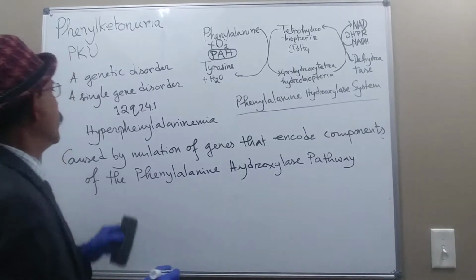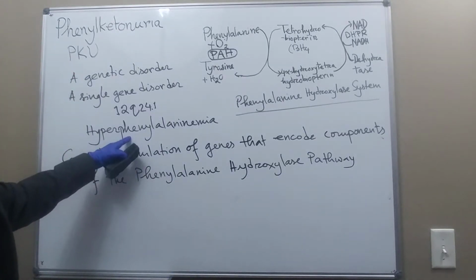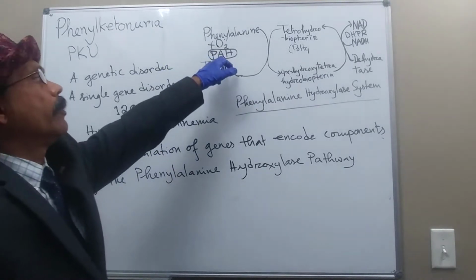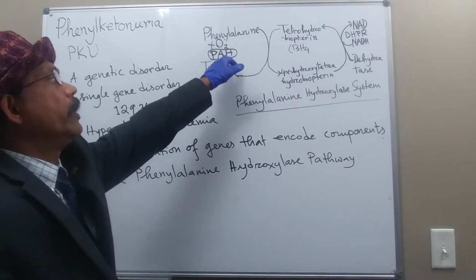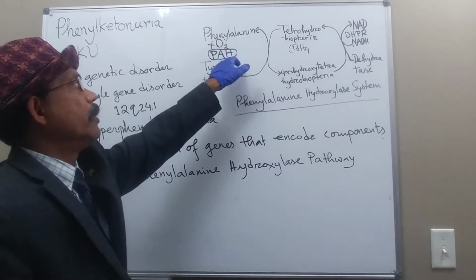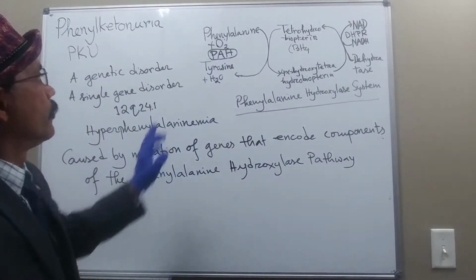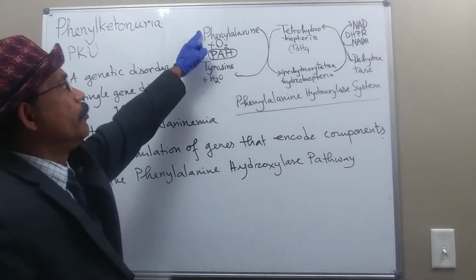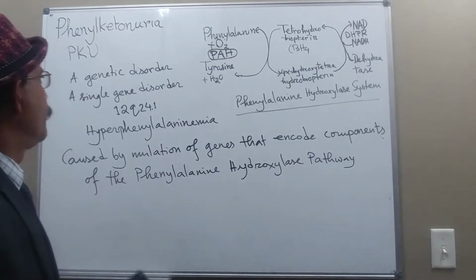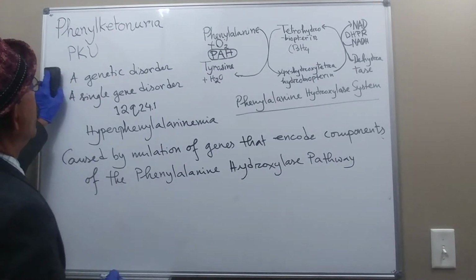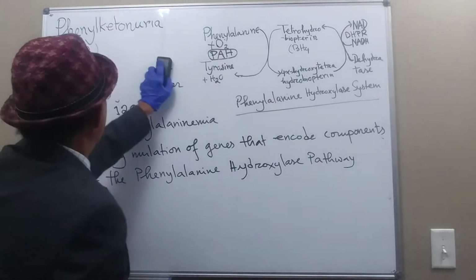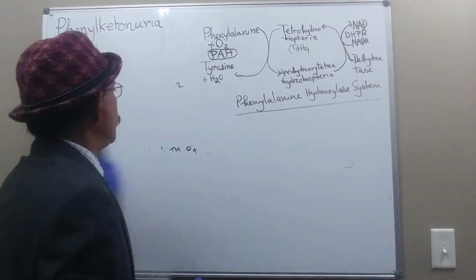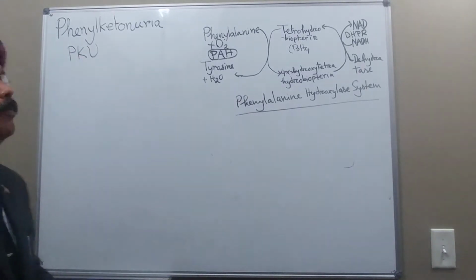So we get hyperphenylalaninemia and intermediate metabolites due to lack of PAH, the phenylalanine hydroxylase enzyme. In the absence of this enzyme, phenylalanine will not be metabolized. So we get phenylketonuria. That is the mechanism and cause of phenylketonuria.